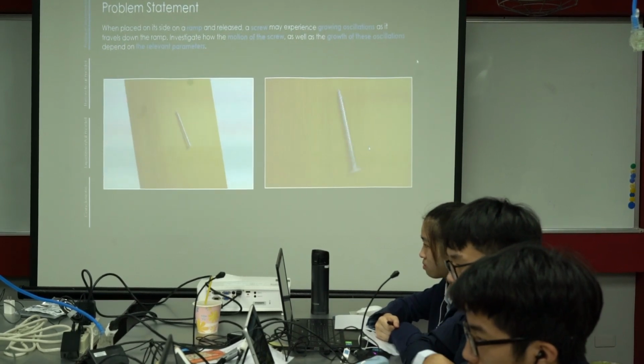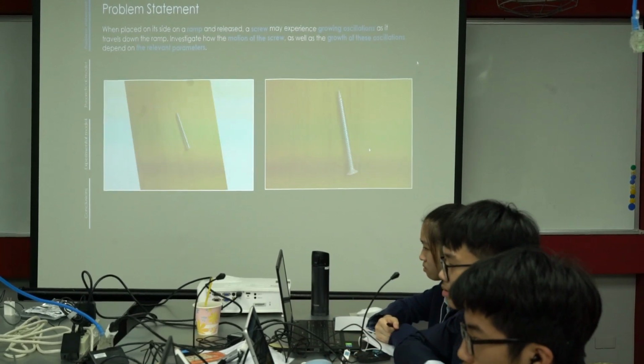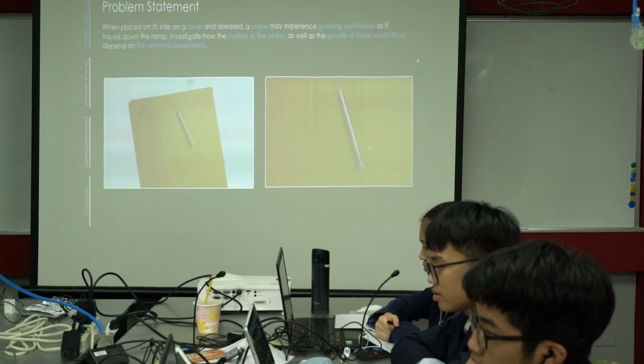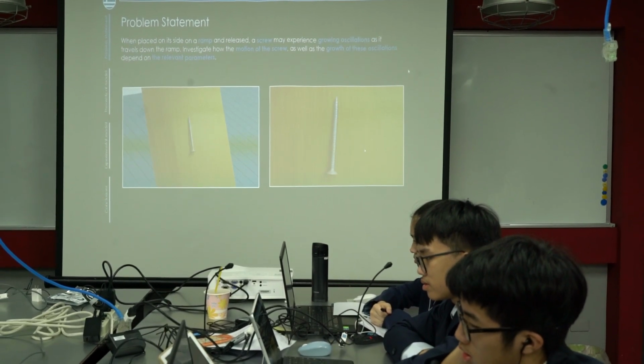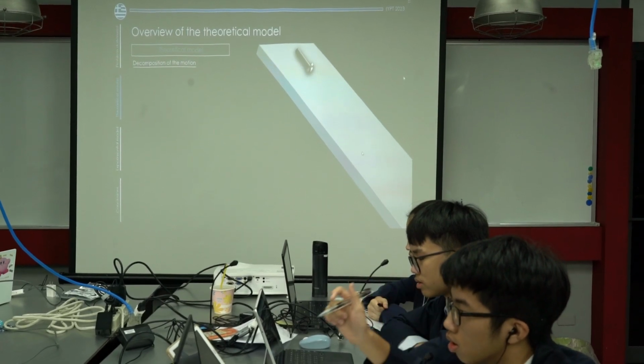Let's move on to the problem statement. When placed inside a ramp and released, the screw may experience synchronous oscillations as it goes down the ramp. Our task was to investigate how the motion of the screw, as well as the growth of these oscillations, depend on the relevant parameters. Now, here's the overview of the theoretical model.